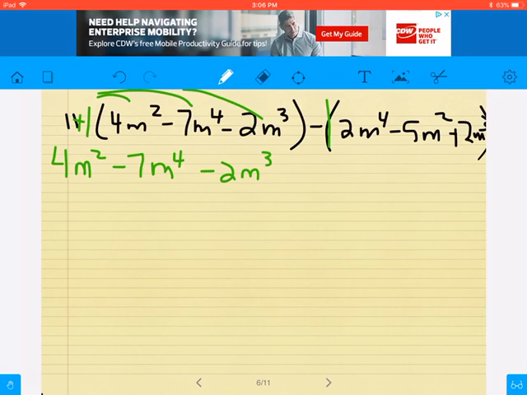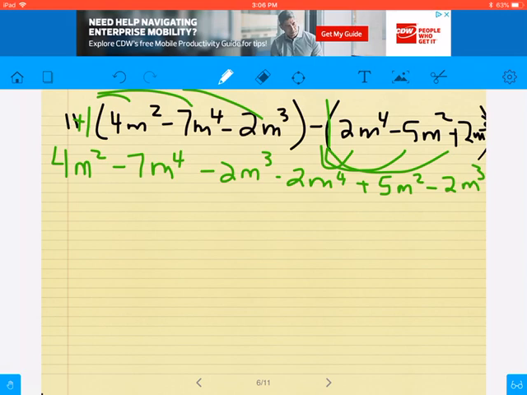However, on this side, we've got a negative 1 in front of our parentheses, which means when we distribute that, the numbers are going to stay the same, but the signs are going to change. So this is negative 1 times 2m to the 4th, which is going to give me negative 2m to the 4th. And then I've got a negative 1 times negative 5m squared, which is going to give me a plus 5m squared. And then I've got a negative 1 times a 2m to the 3rd, which is going to give me a negative 2m to the 3rd.